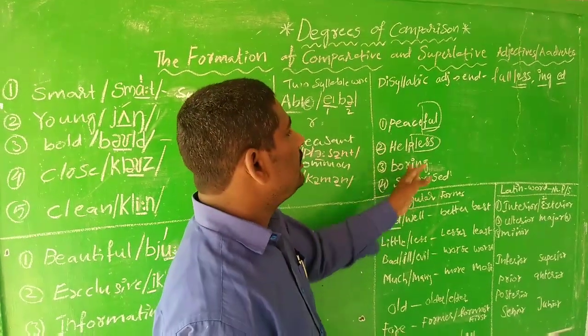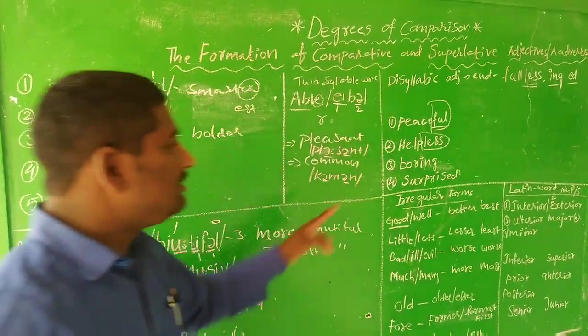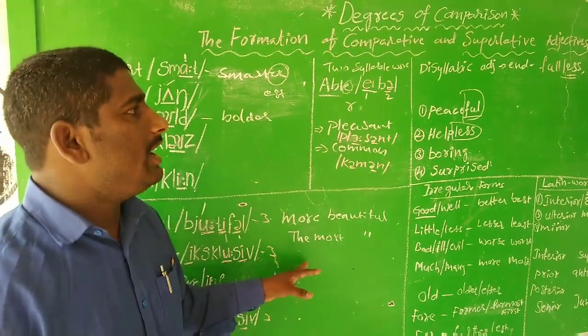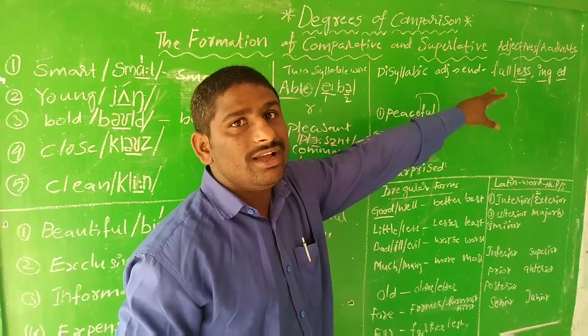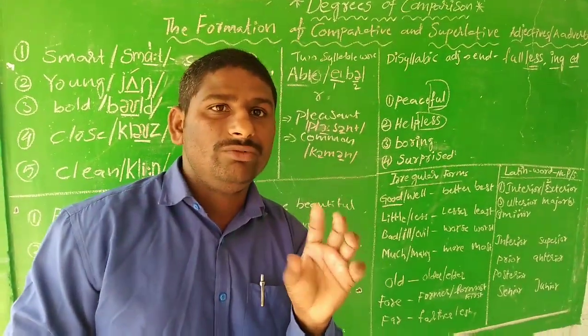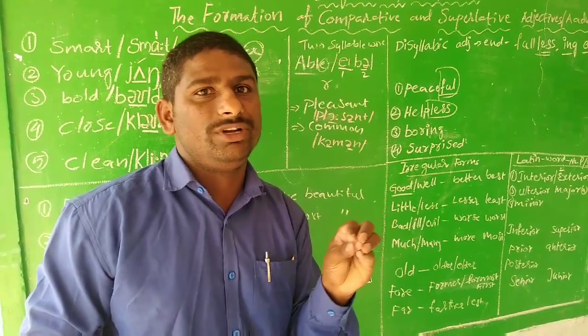So this is the way you can understand. These 2 conditions, trisyllabic and polysyllabic words, and disyllabic words ending with full, less, ing and ed, are going to always take more and most in comparative and superlative degree.